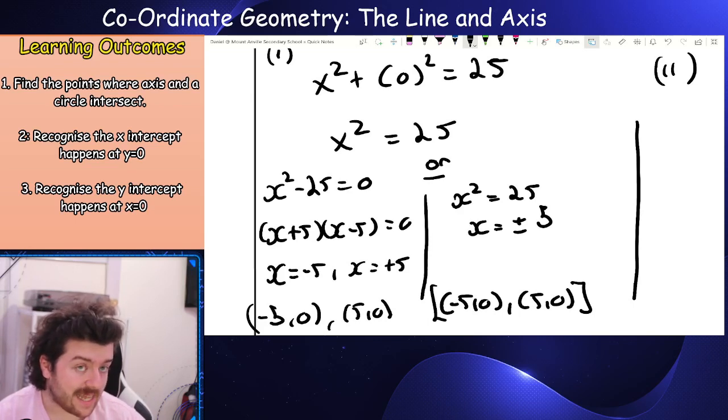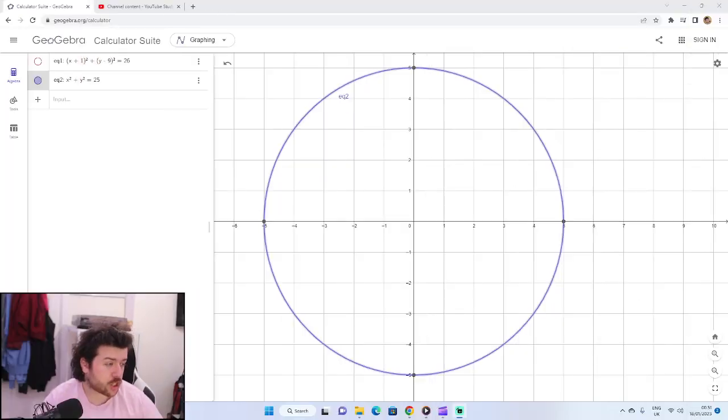If we go over to GeoGebra here, here's a circle I prepared earlier. We can see it crosses the x-axis at these points. It crosses here at 5, 0, and it crosses here at minus 5, 0. So I know I am correct. Again, this is just for visualization. You're not expected to sketch these in your exam.